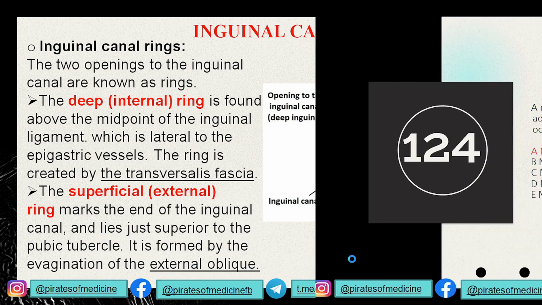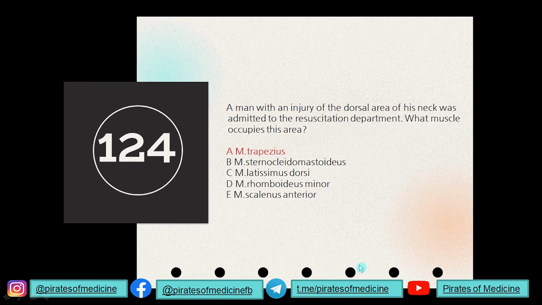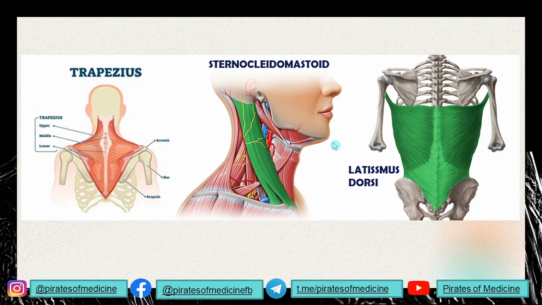So quick facts before we go to the 124th question, which reads that a man with an injury of the dorsal area of his neck was admitted to the resuscitation department. What muscle occupies this area? So a question about the localization of a muscle in the area of the neck, specifically the dorsal area of the neck. Out of all the options, we need to see where these options are located, because this is how we are going to answer this question. So first of all, our answer, trapezius muscle. Let's look at it. This is the site of localization of the trapezius muscle.